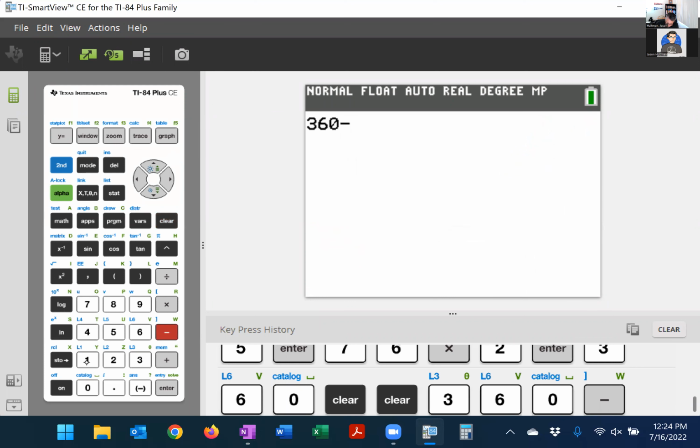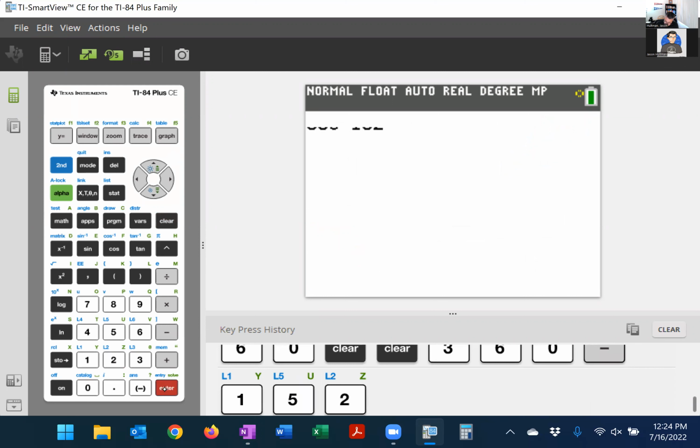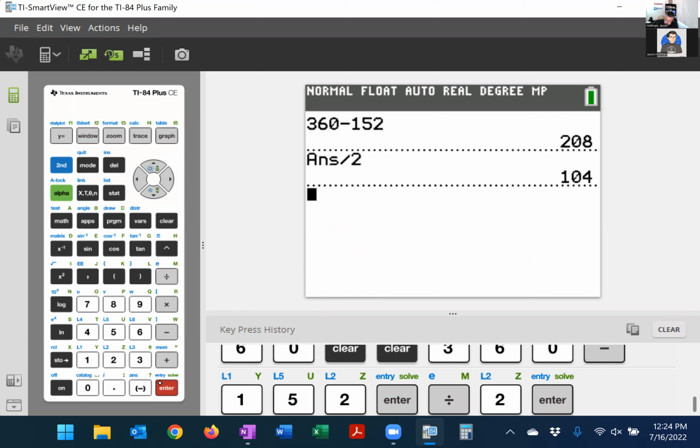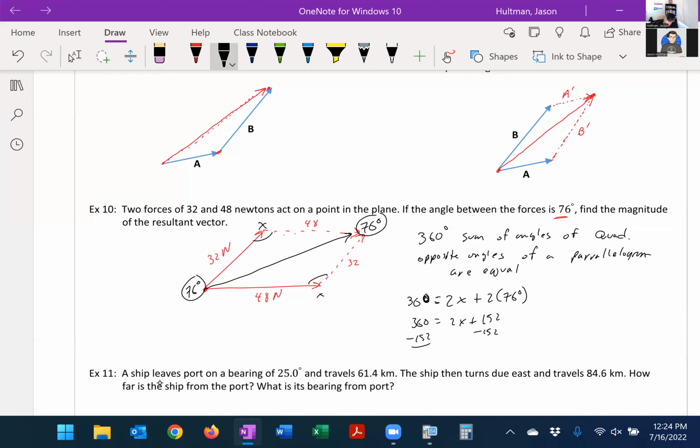360 minus 152 is equal to 208. I'm going to end up dividing by 2, and so each angle is 104 degrees. So 208 is equal to 2x, divided by 2, and x was 104 degrees. Okay, so x is 104 here. Now, what do I have?